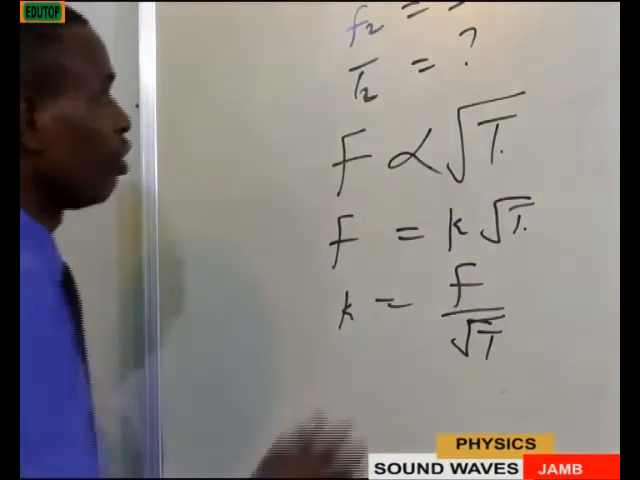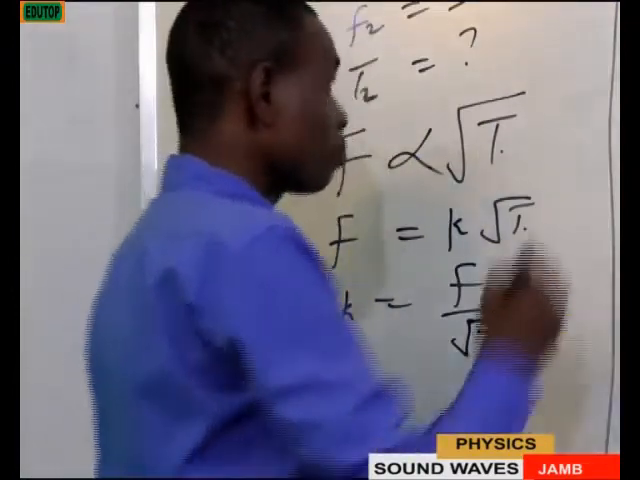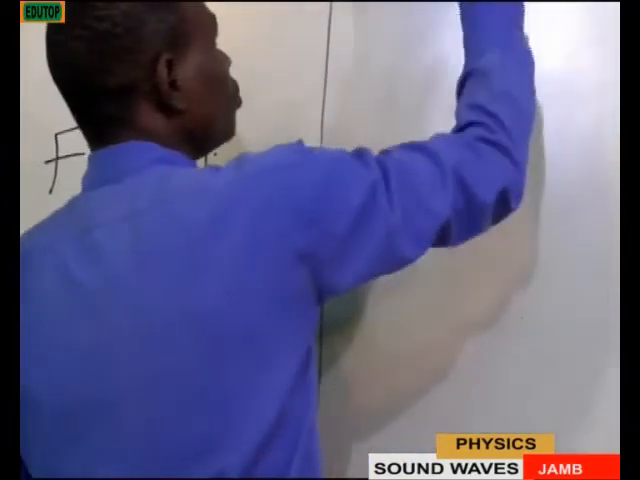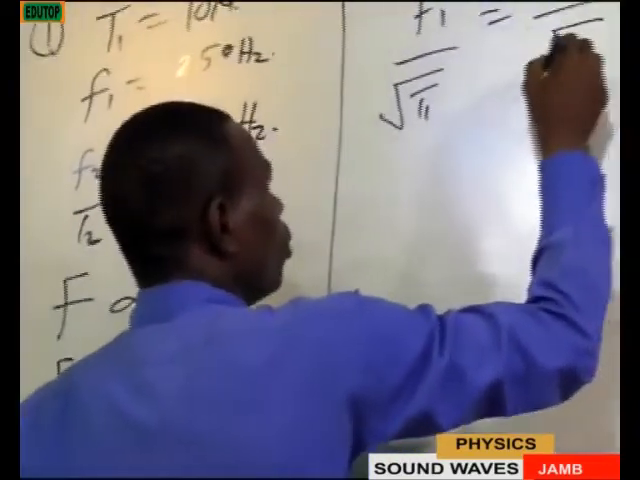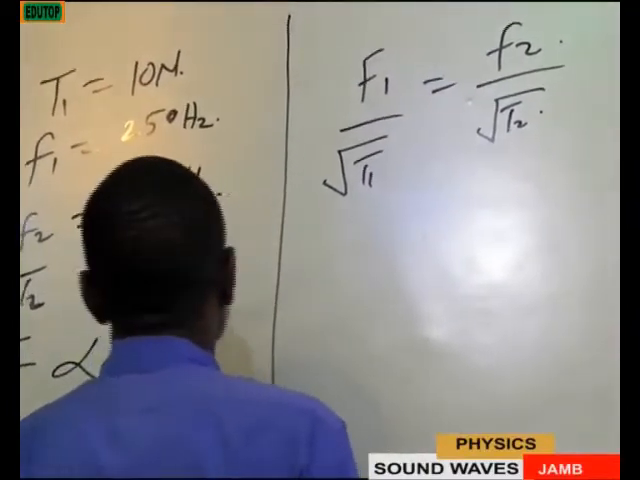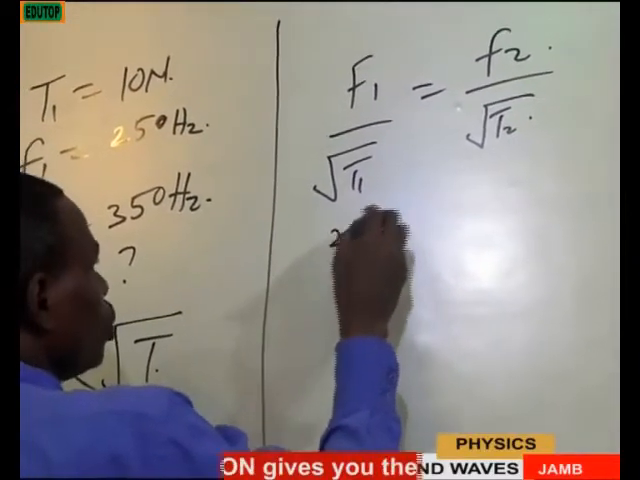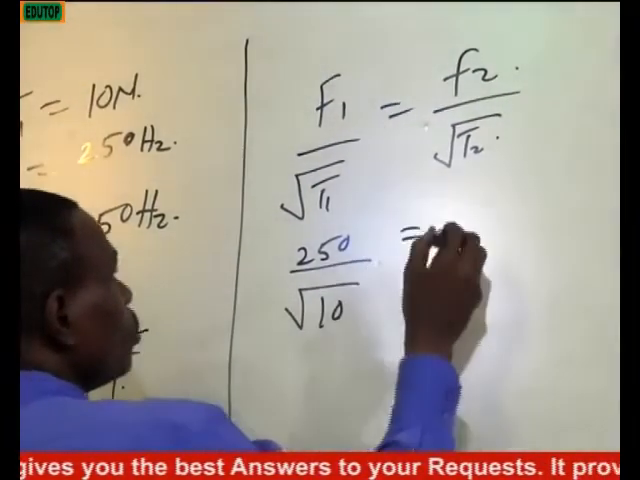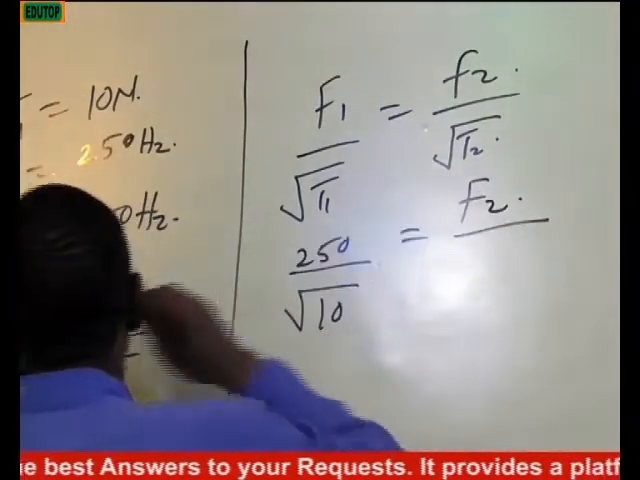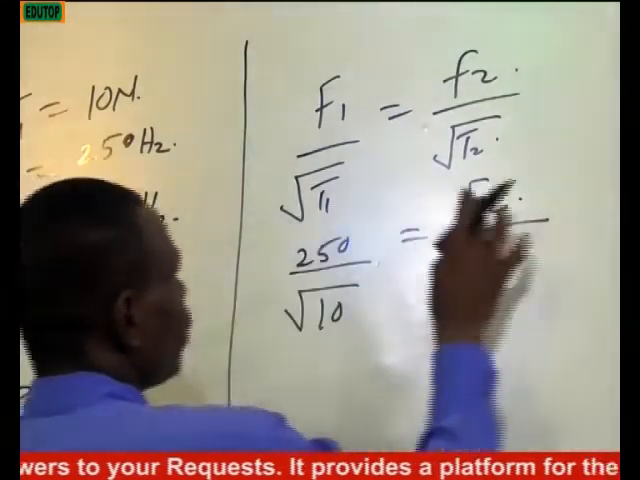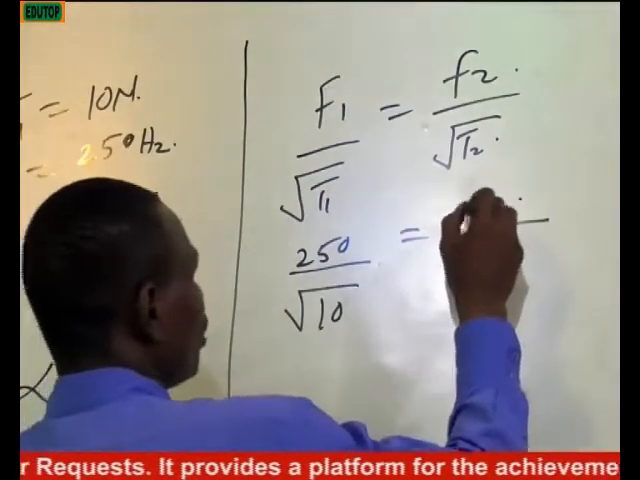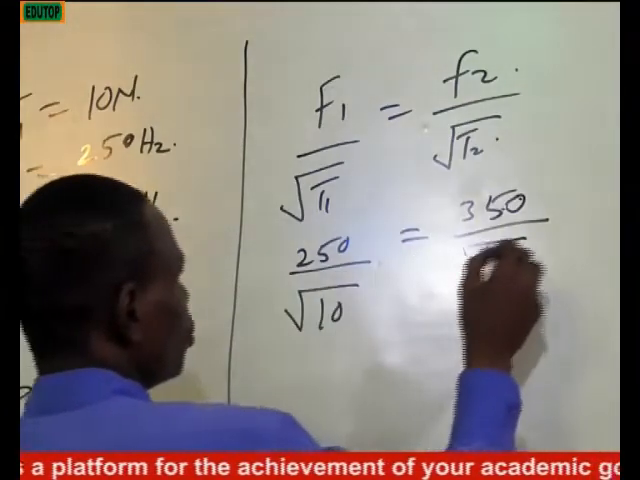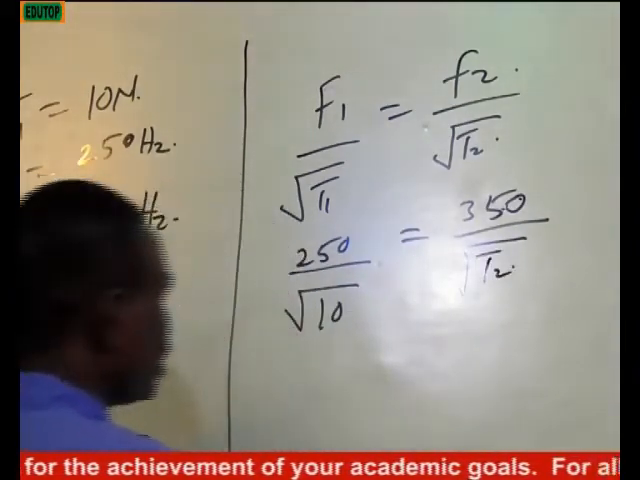If that is the case, then we can say F1 over square root of T1 equals F2 over square root of T2. What is F1? 250. Square root of T1, which is 10. F2 is what we are looking for, and we are given the value of F2, which is equal to 350. Then square root of T2, which we are looking for. So let's take it one by one.